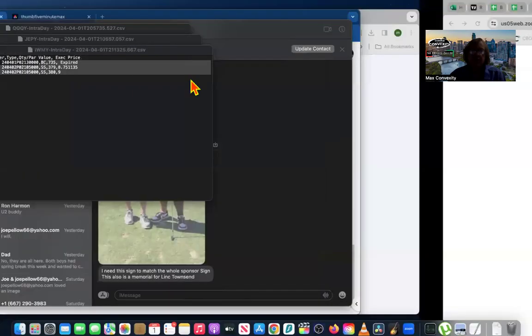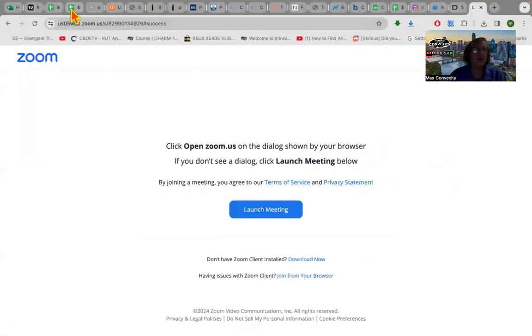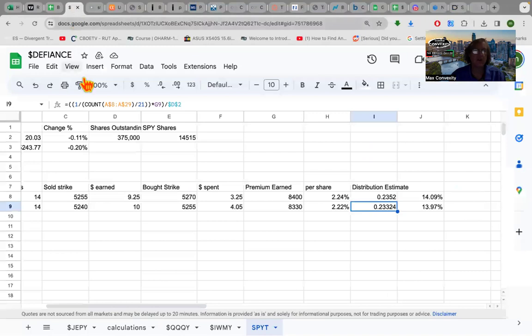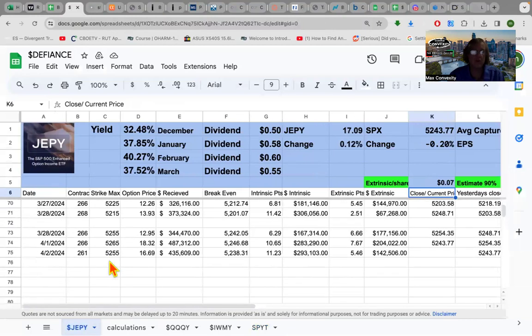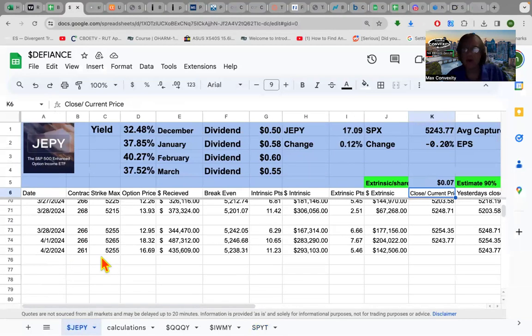Let's take a look at these Defiance funds and see how we're doing. All right, I've got the profit boxes drawn for tomorrow. But here's what we have for JEPY.